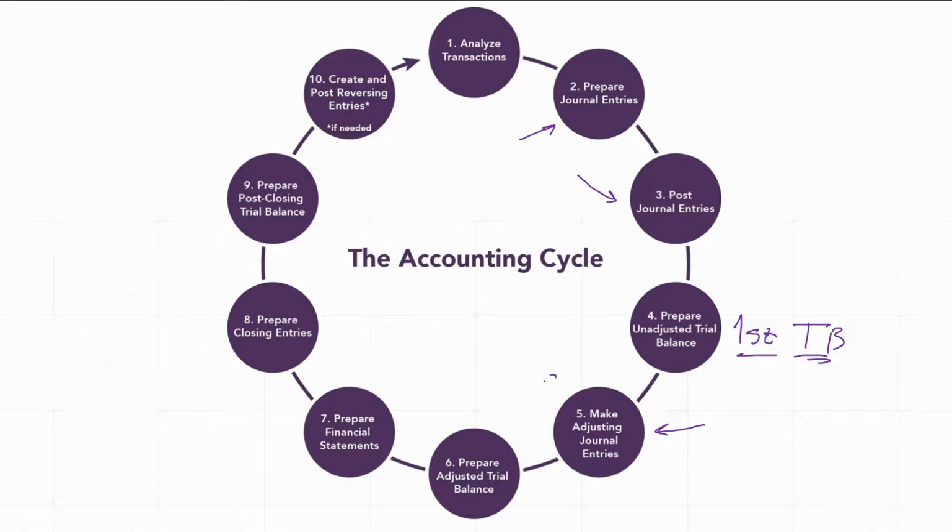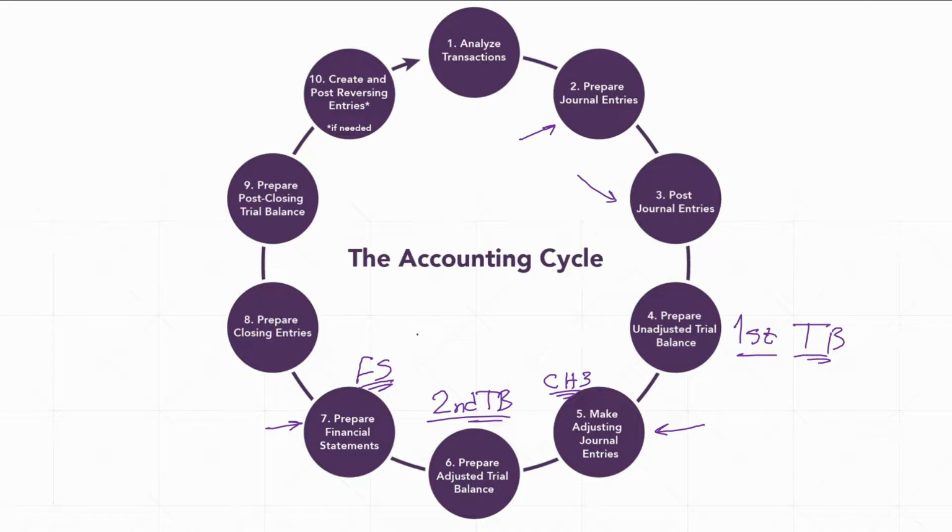Then in step 5, we adjust our entries. In chapter 3, we learned about adjustments. We adjust our entries, and after doing so, we prepare our adjusted TB, which is our second TB in the cycle. Then we are ready to prepare our financial statements. So our financial statements will be prepared in step 7 after preparing adjusted TB.